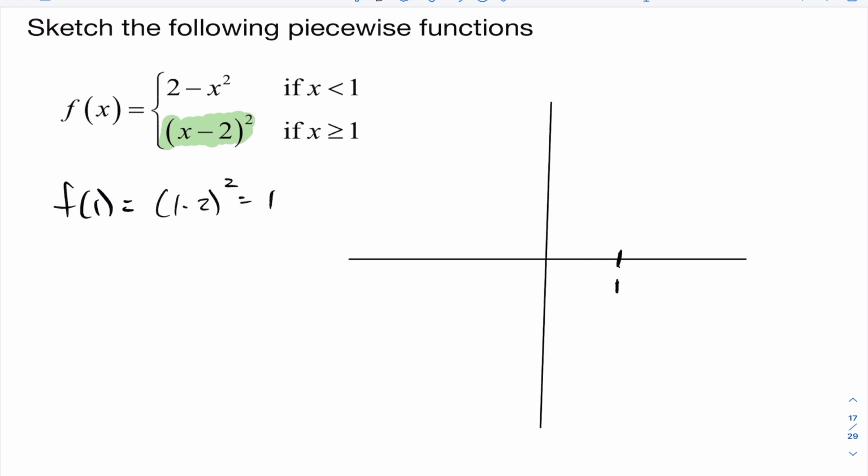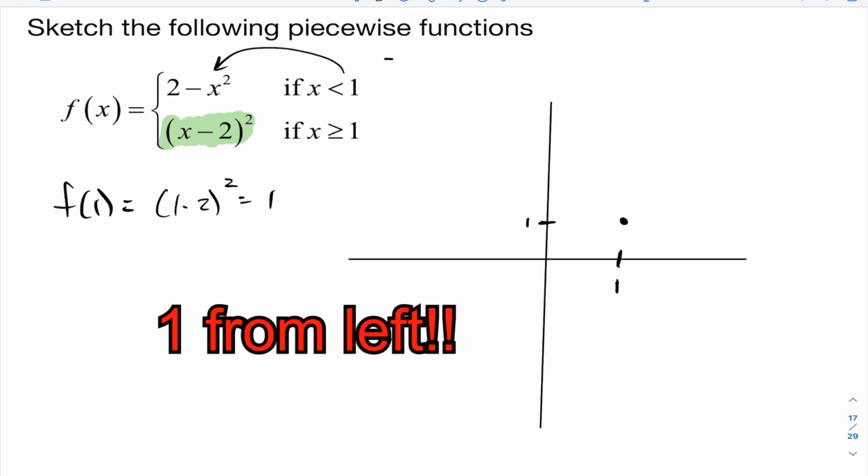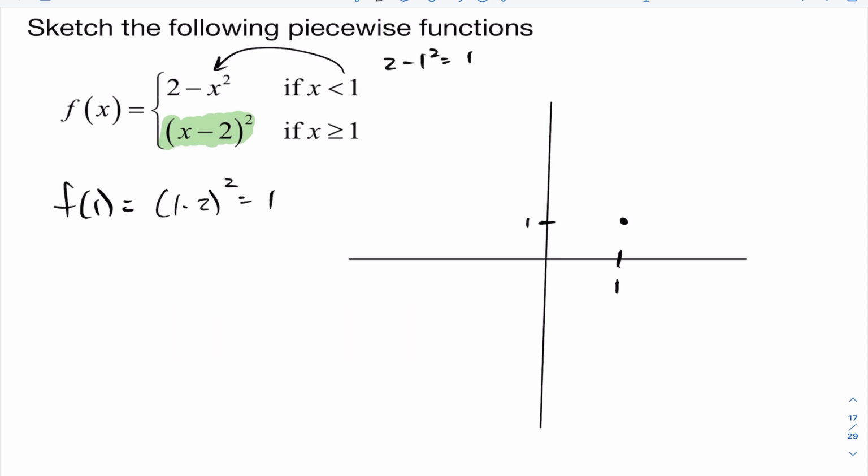So the function right at 1 is 1, and we can put a solid dot there right at 1. We'll let this represent 1. And now the function as we approach 1 from the right-hand side, we get 2 minus 1 squared, which is 1 as well. So this time they actually do line up exactly. And what we have here are two different quadratics.